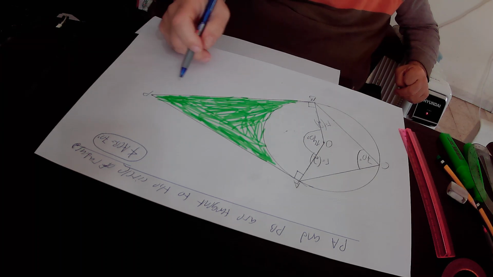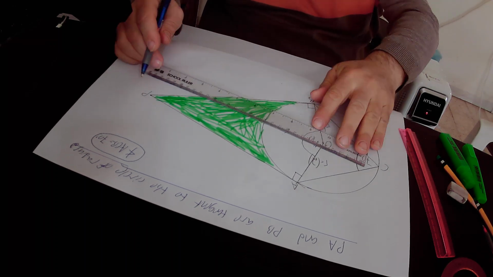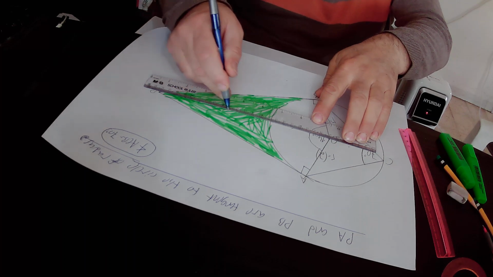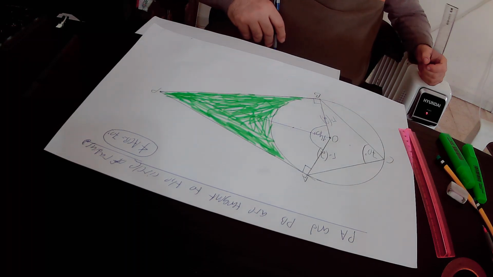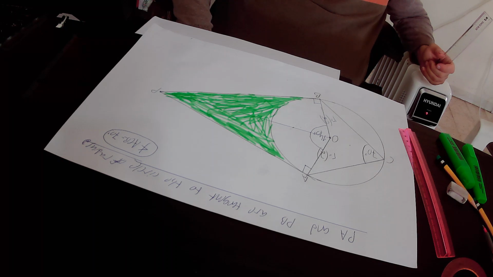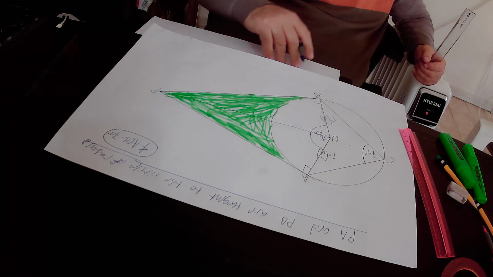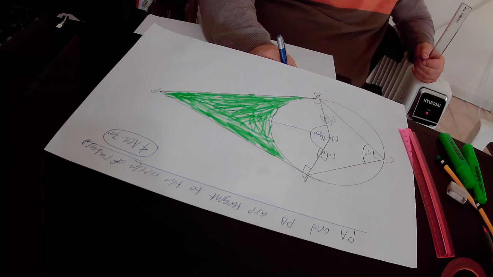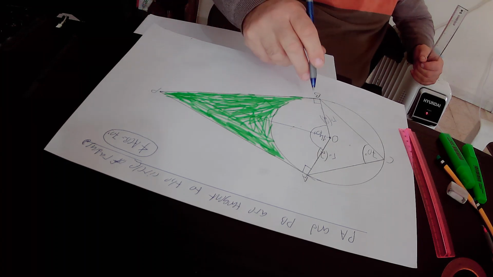In the next step, we will join points P and O together by a straight line. And we'll prove that the right triangle PAO is congruent to the right triangle PBO.